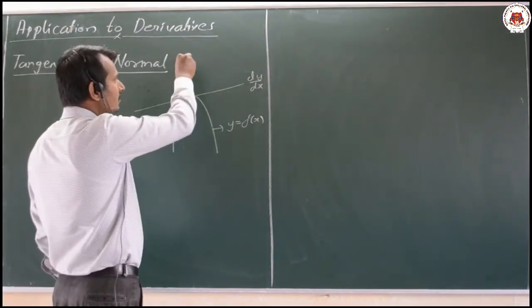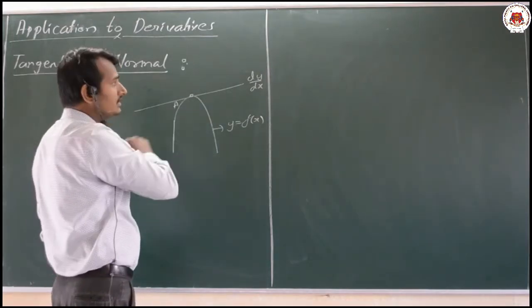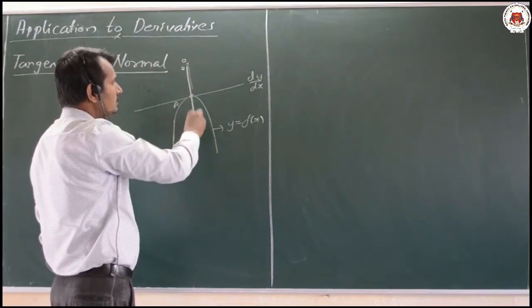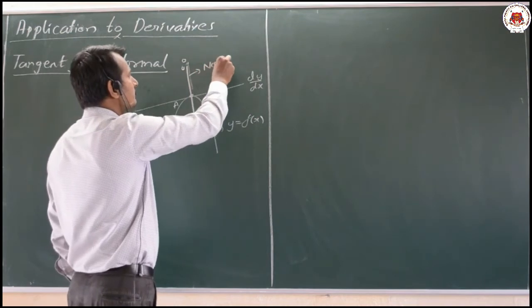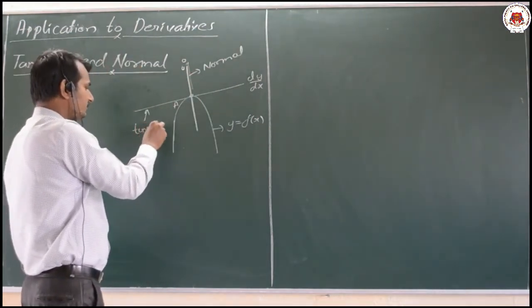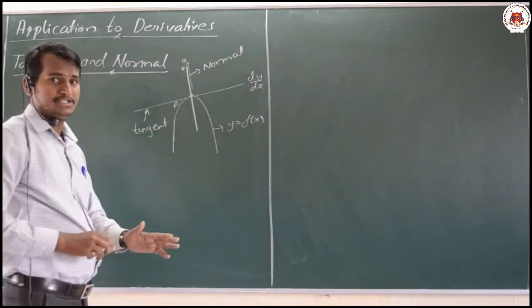The line drawn perpendicular to the tangent is known to be the normal. This is known as the tangent.